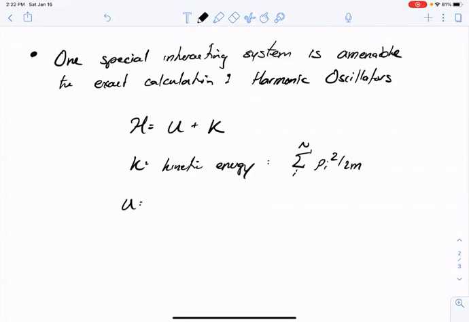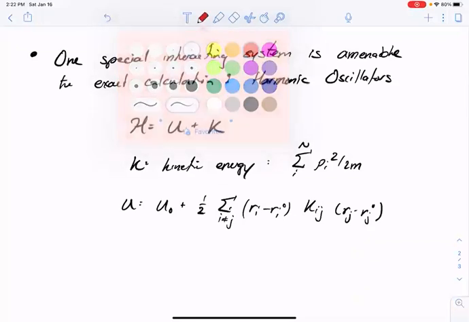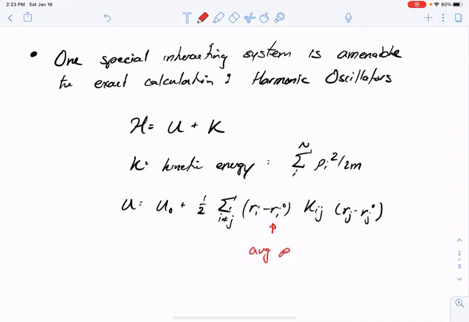The potential of a set of interacting harmonic oscillators will have some constant ground states plus a double sum of deviations of each particle relative to their equilibrium positions, weighted by some spring constant. So let's let Ri naught be the average position of particle I, and Kij be a matrix of spring constants.